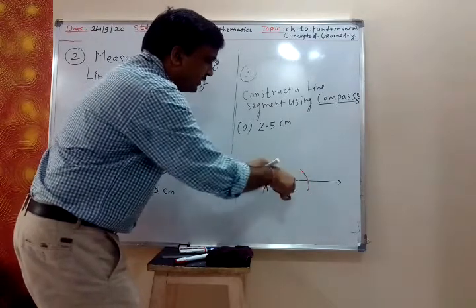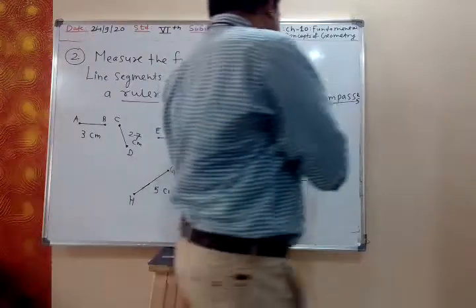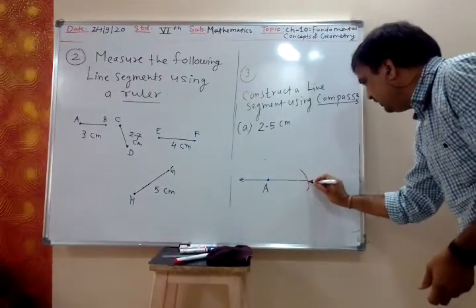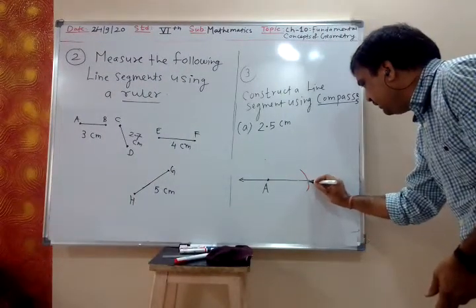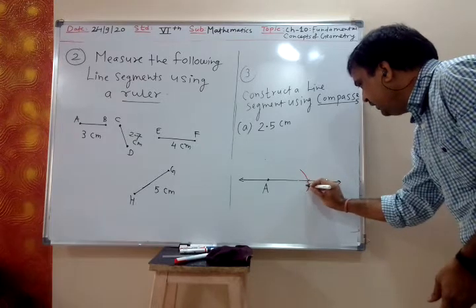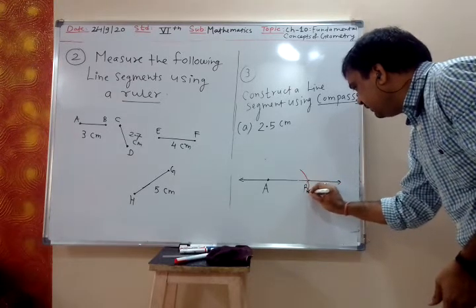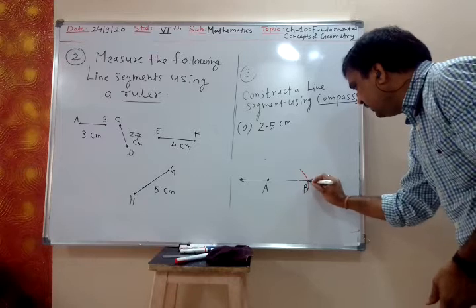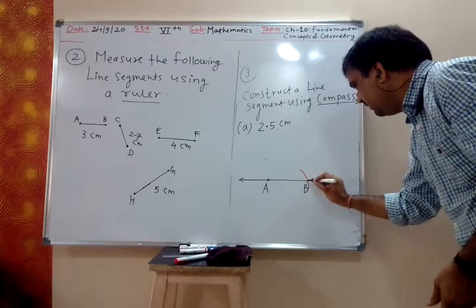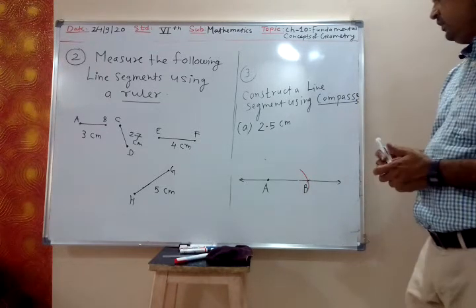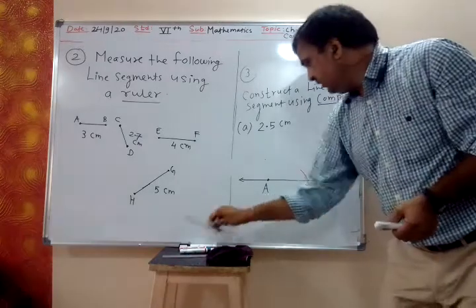Then you draw one arc. Now where it cut the line, that is my point B. Where it cut the line, I will draw one dot there. That is my B. Are you getting?